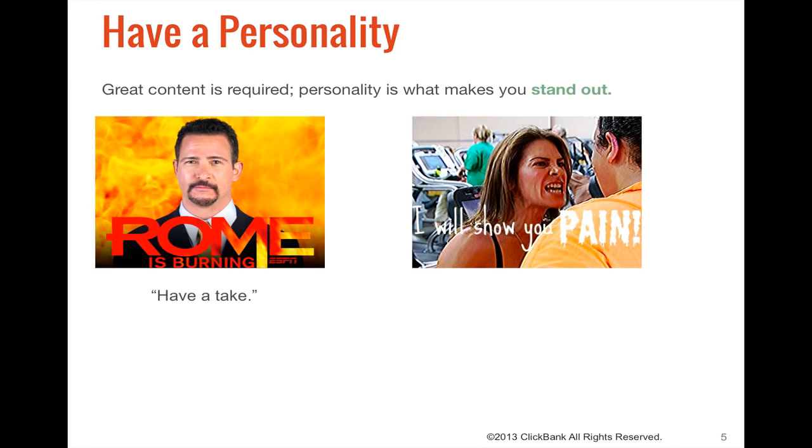Similarly, Jillian Michaels, who we mentioned earlier, is known as the mean personal trainer who gets a lot out of people by pushing them and berating them and pushing them beyond their comfort limits.